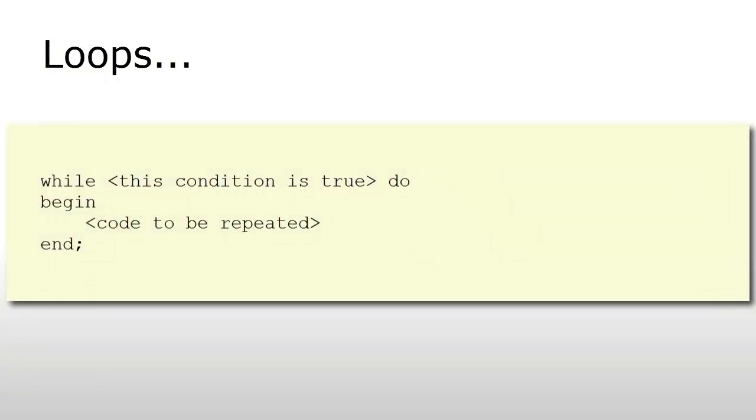While, a condition that must be true, do, then optionally begin and end, and the code to be repeated while the condition remains true. When the condition evaluates to false, the while loop exits.